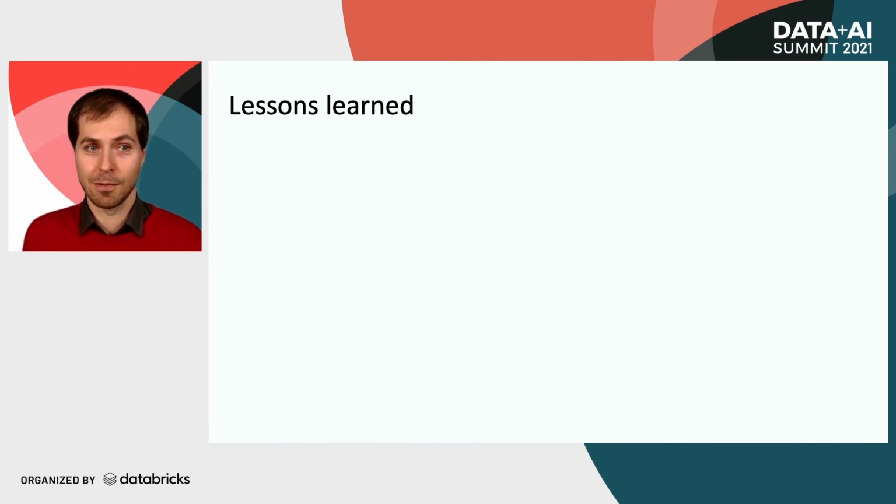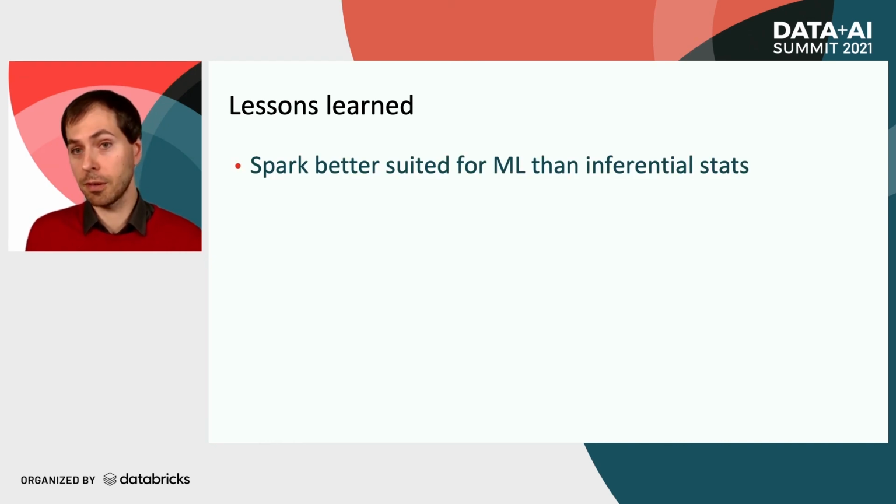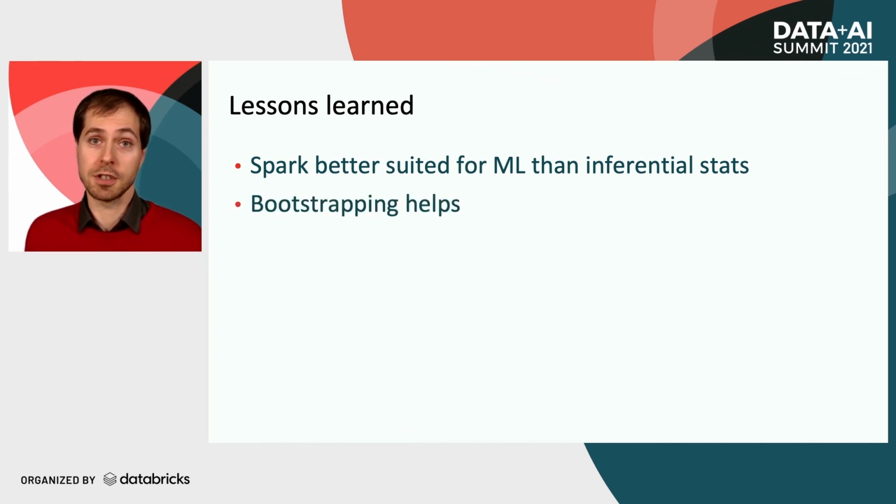So what are all the lessons that we have learned from this? What I have personally learned? I come from an experimental background where we typically wanted to do inferential statistics to figure out whether some experiment works, and not predict something, which is typical in machine learning. And Spark actually seems to be better suited for machine learning than inferential statistics. How to do inferential statistics in Spark? One way is to use bootstrapping, because you can do inferential statistics with quantification of the uncertainty, and bootstrapping can do this for you.